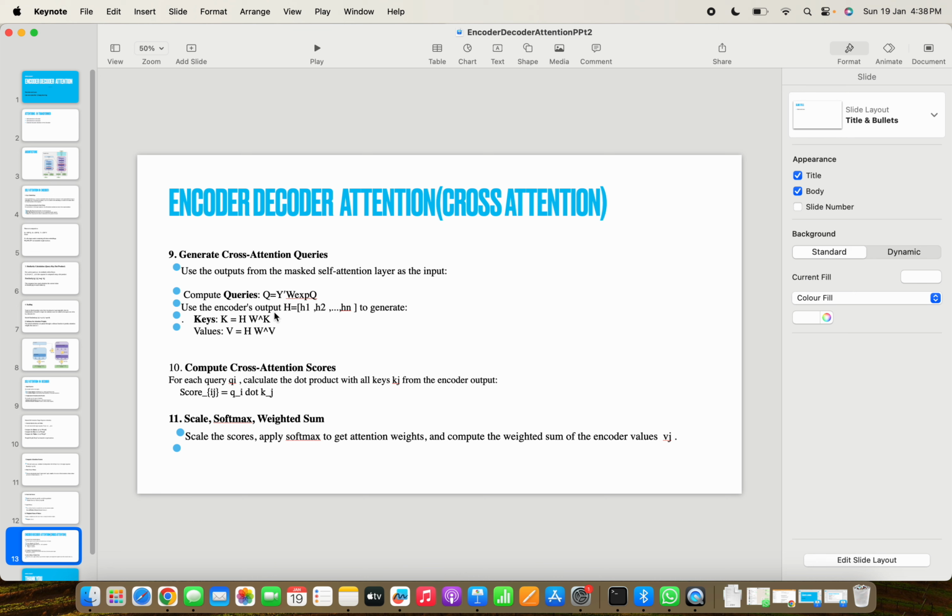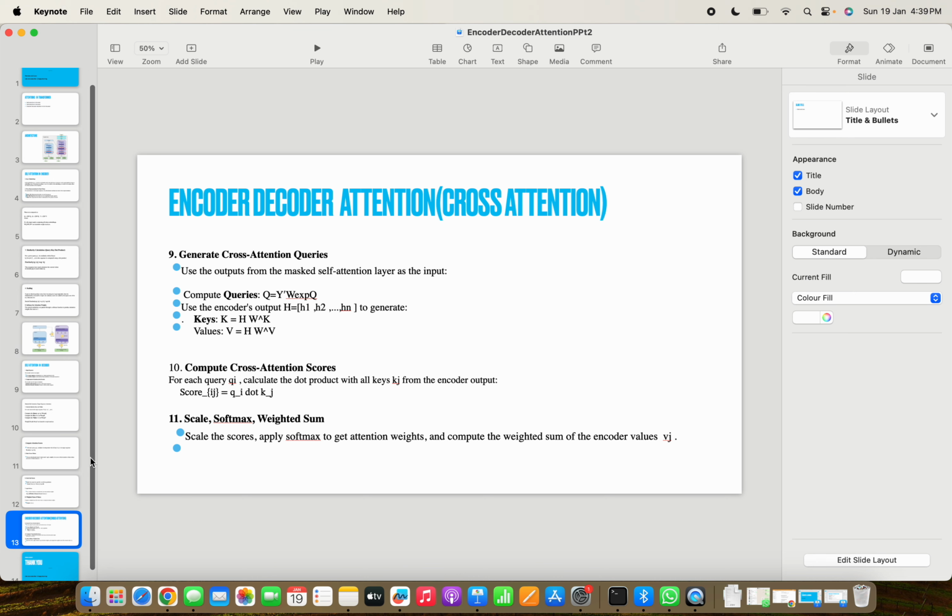Then use the encoder output h1, h2, and so on to generate the keys and values, where we are seeing the different parameters of output; key and value are calculated. Then again the cross-attention scores are calculated by the dot product of query and key. Then we do the same procedure of scaling, softmax, and weighted sum. In that way the encoder-decoder attention is also calculated.